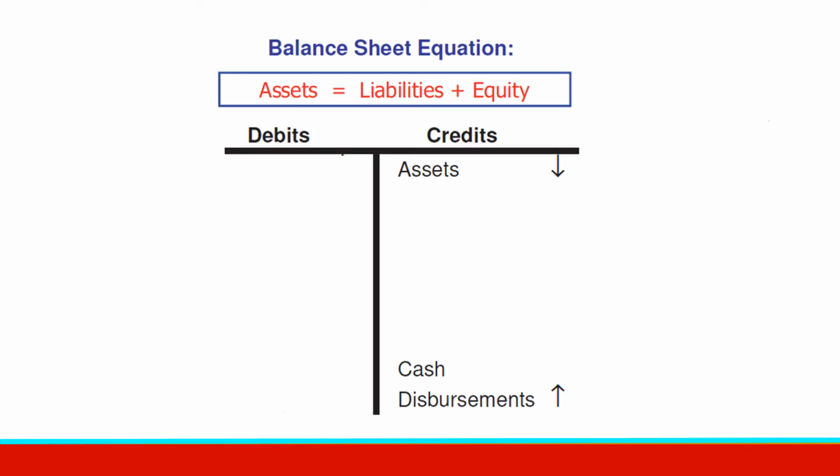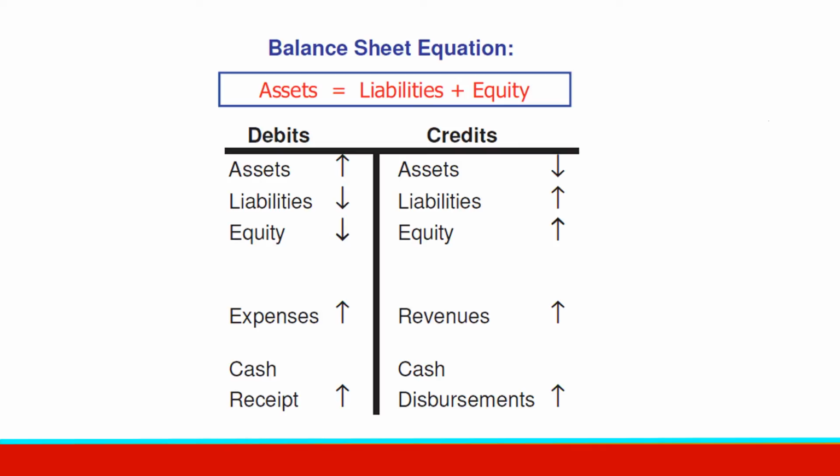So now let's talk about the opposite situation in which you are paying out cash. So if you receive cash, you're receiving a debit. And if you're paying out cash, then you're recording a credit. So we've now looked at all the possible combinations of debits and credits, and here is the summary graphic.